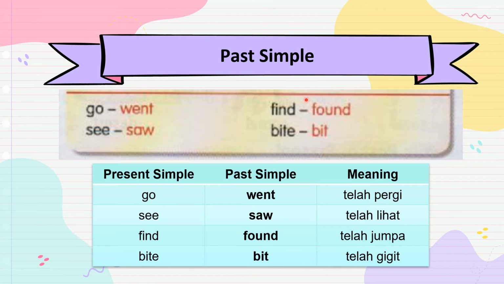Right, so now let's learn about past simple. Okay, a few weeks before I've already shared some examples of past simple. Now I will explain another 4 past simple verbs. So, go, went. Okay, let's look at the word go. Go, went. Went bermaksud telah pergi.